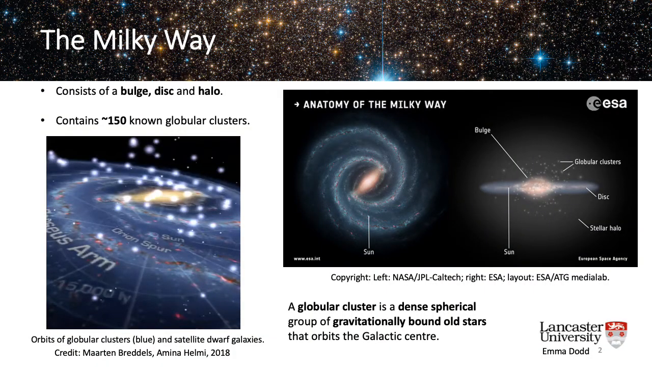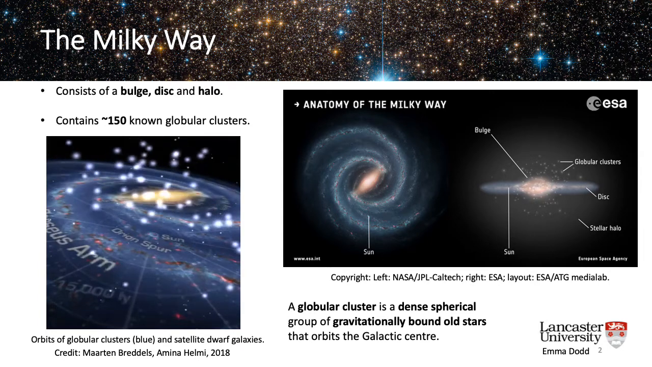Firstly, I should tell you a bit more about our galaxy. So, the Milky Way is a typical spiral-type galaxy that consists of various components, including a bulge, a disk, and a stellar halo. Throughout these different components, there are around 150 globular clusters that are known to exist. A globular cluster is just one type of star cluster and is made up of millions of old stars that are gravitationally bound together in a roughly spherical distribution.